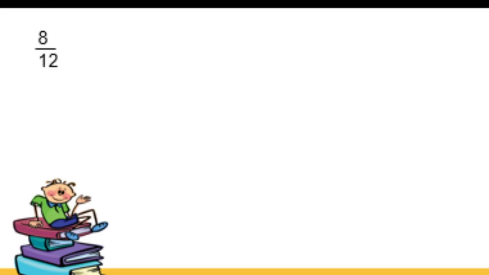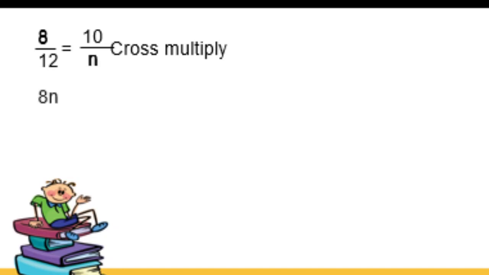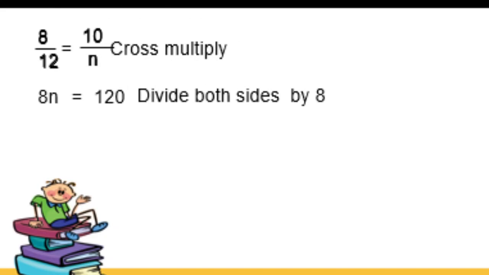Next sample, you have 8 over 12 equals 10 over n. Again, cross multiply the 8 and n. So, that will become 8n. And cross multiply the 12 and 10. So, that will become 120. Divide both sides by 8. So, 8n divided by 8 is n, and 120 divided by 8 is equal to 15. So, n is equal to 15.